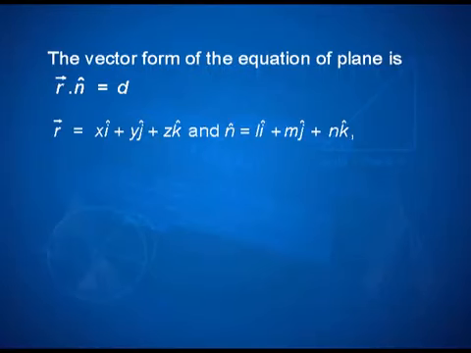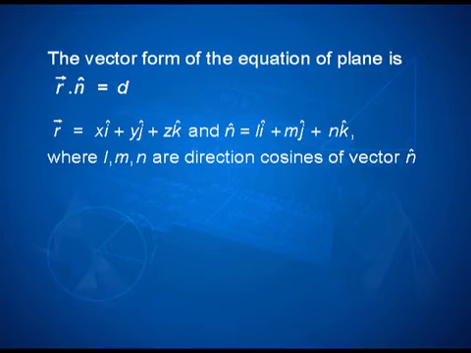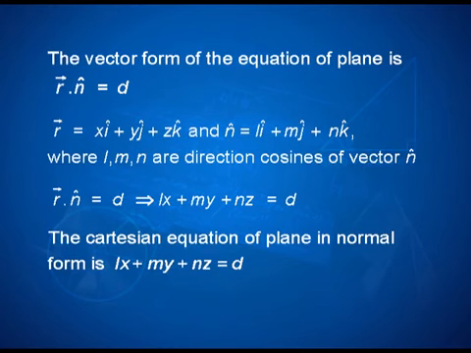Also, as I rewrite this using the vector r as xi cap plus yj cap plus zk cap and n cap as li cap plus mj cap plus nk cap, where l, m, n are direction cosines of vector n cap, n cap, remember, is a unit vector. This gets rewritten as lx plus my plus nz equal to d. So, that becomes the Cartesian equation of plane in normal form.